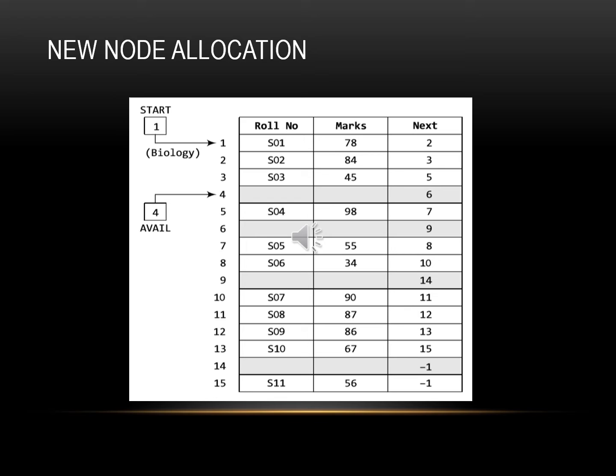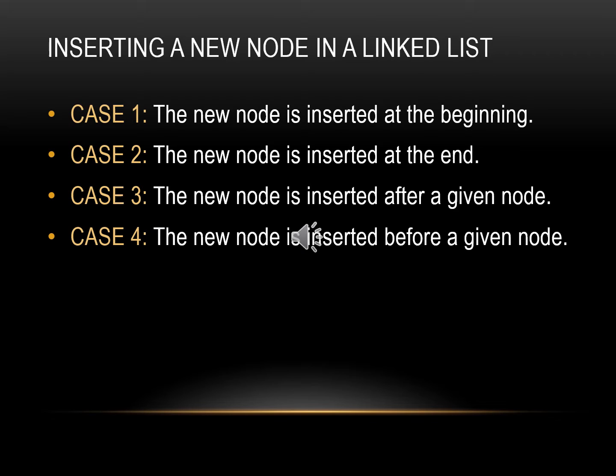Which is avail next? That is 6, because 6 is the next available free space. Now inserting a new node in a linked list can be broadly classified into 4 cases. Case 1, the new node is inserted at the beginning of the linked list. Case 2, the new node is inserted at the end of the linked list. Case 3, the new node is inserted after a given node. Case 4, the new node is inserted before a given node. Now we will see these cases one by one.